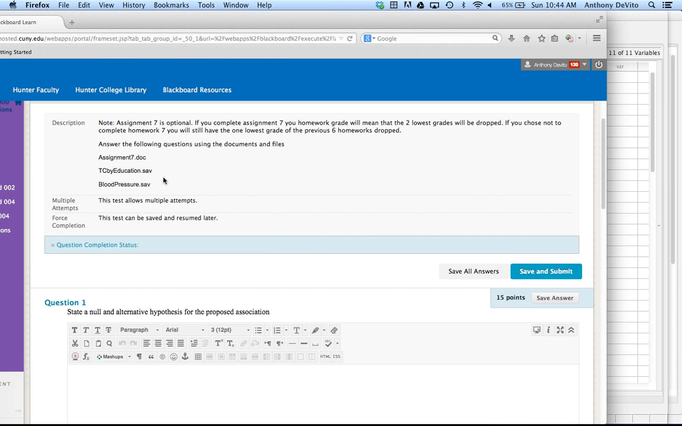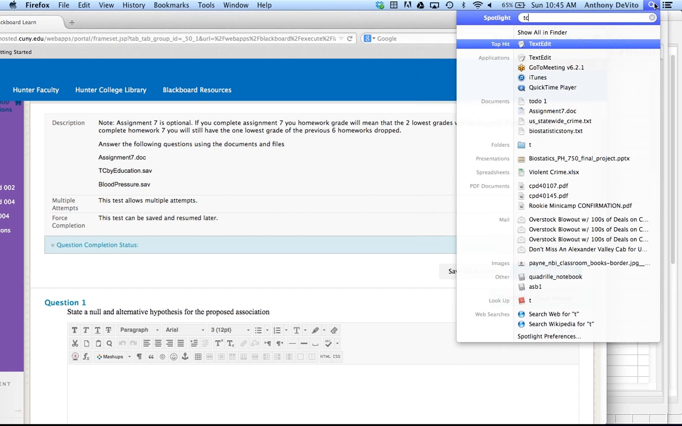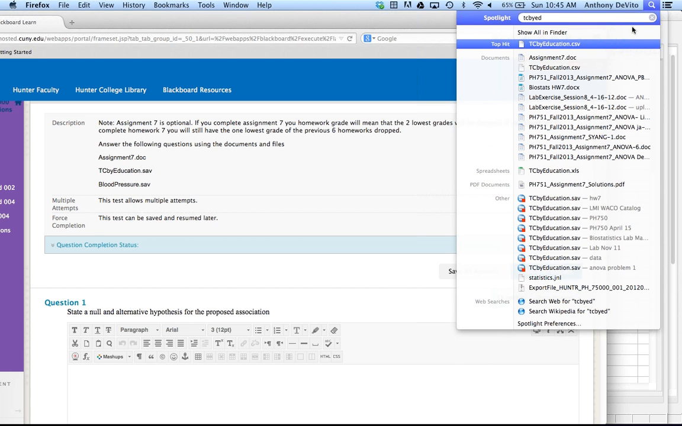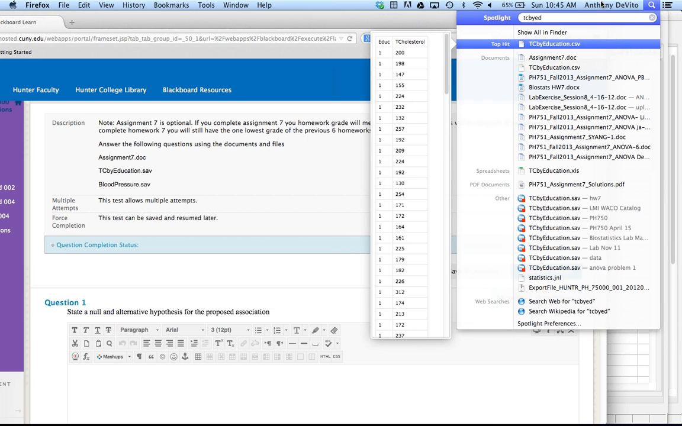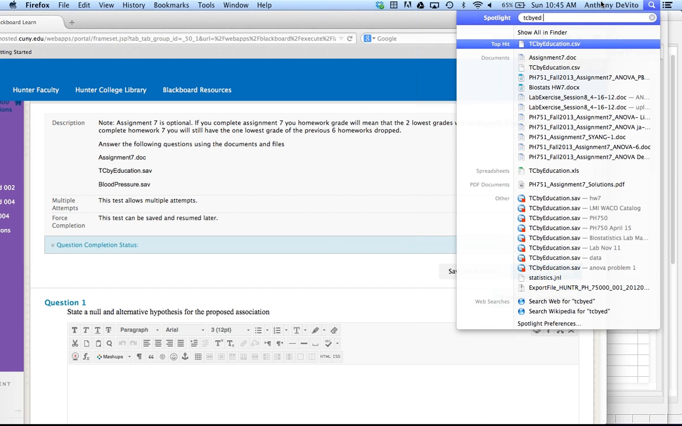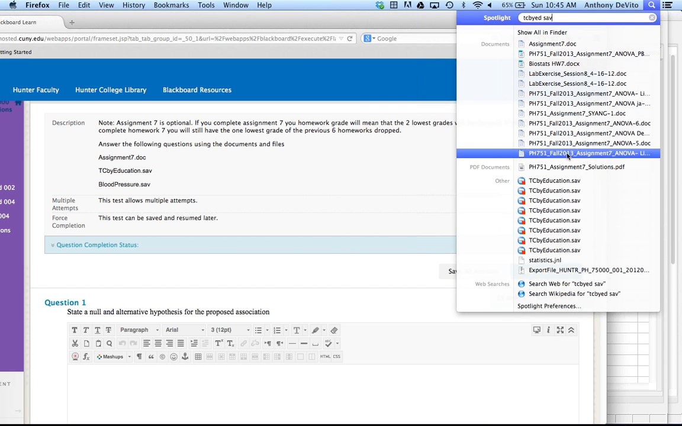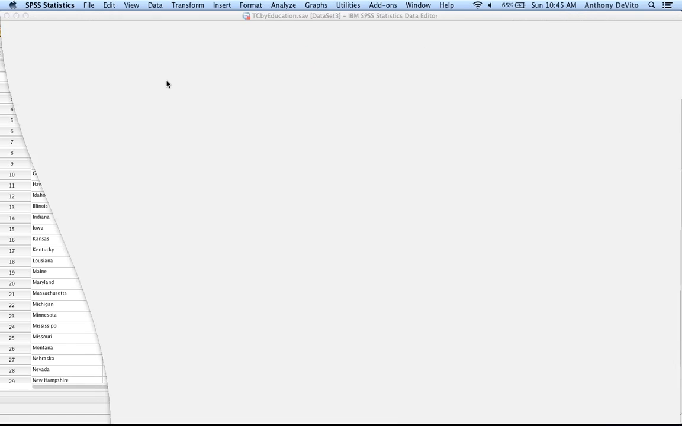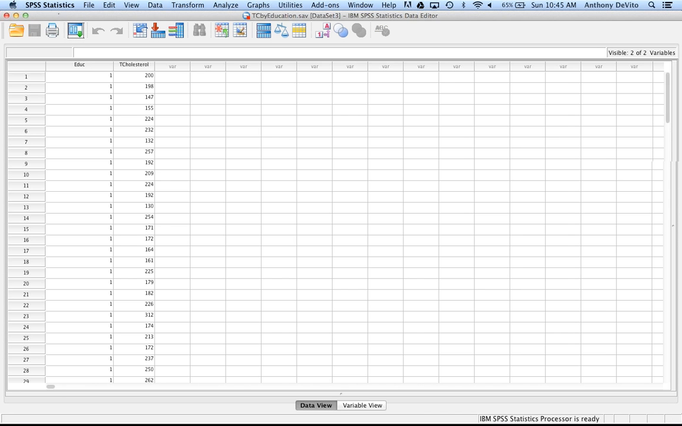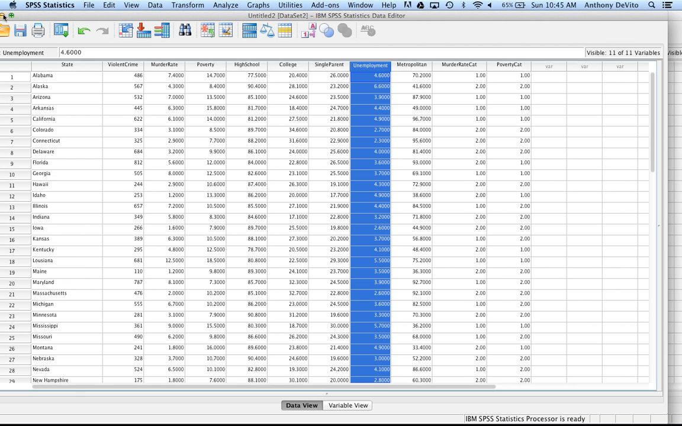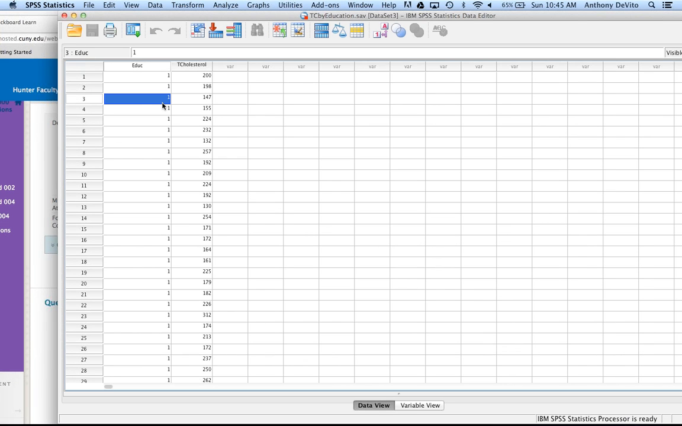Okay, so I'm going to see if I can find that. TC by Ed, CVS by Ed, SAV. Here we go. Okay, now I'm not sure that this is the same data set exactly that we uploaded, because you can see I had a lot of different versions of it, but it probably is.